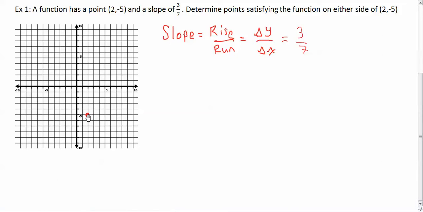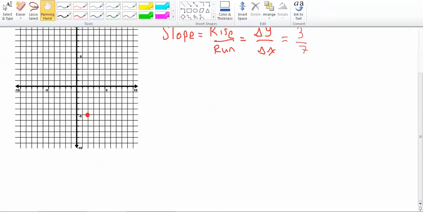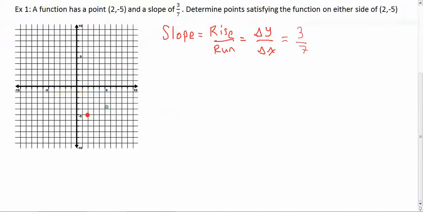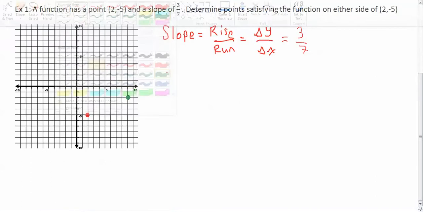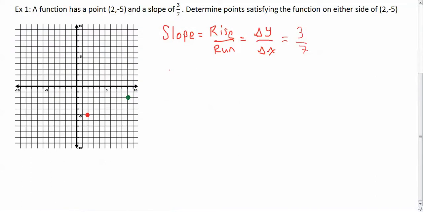So for instance, from this point, if I rise by 3, 1, 2, 3, and make a horizontal movement to the right by 7, 1, 2, 3, 4, 5, 6, 7, I can get another point on this graph. So right there. So we're going to do a similar trick to get this next one, but we have to use fractions to help us out. So if I take 3/7, remember that this is equal to -3 over -7.